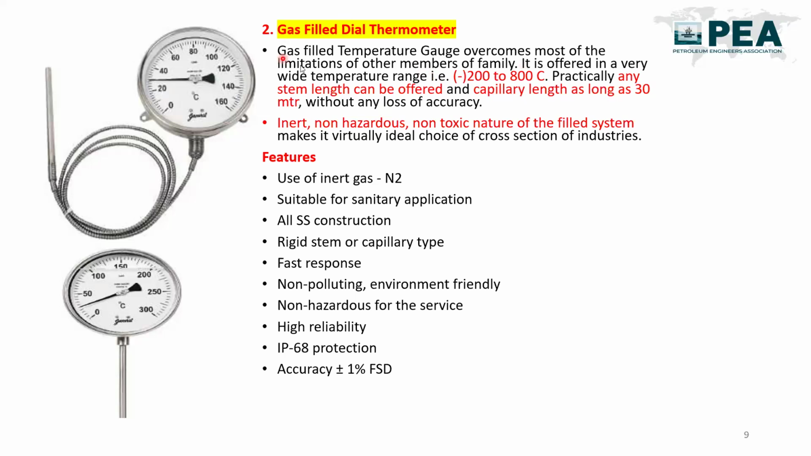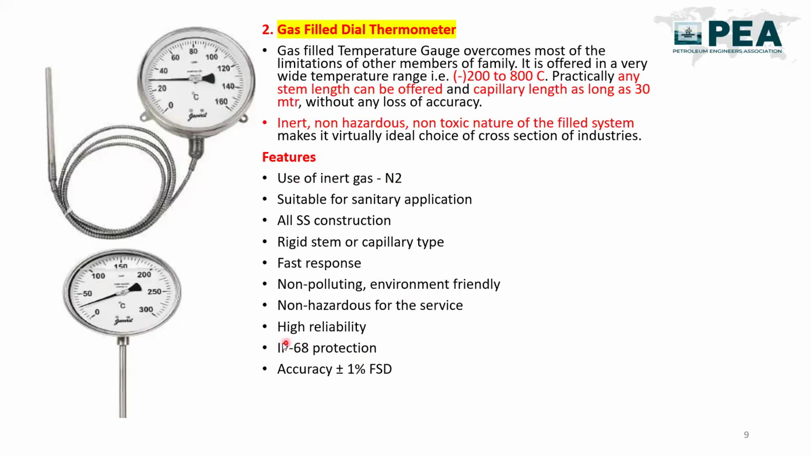Now, this gas filled dial thermometer also comes in the form of capillary, and this capillary length can go up to 30 meter. Okay, so there is also an advantage: if we are not able to install the temperature gauge online, we can mount it remotely. We will insert this probe in the process connection, and we will take it through the capillary to any remote location. Okay. In the gas filled dial thermometer, an inert gas will be used, that is nitrogen.